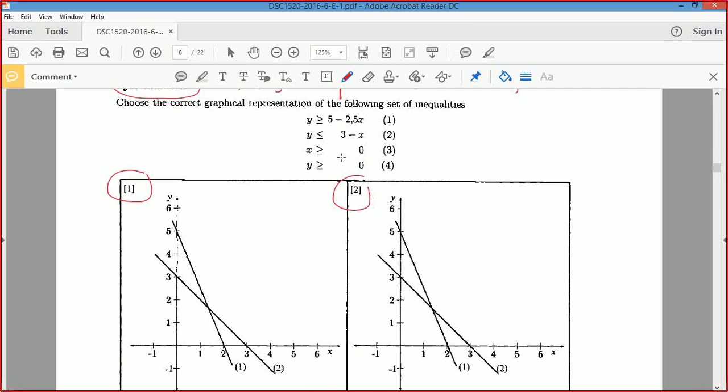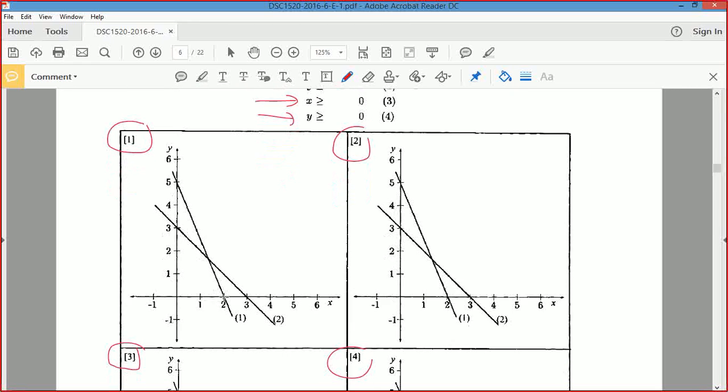So how do I do that? I have to look at the system of inequalities. So the easy ones. Let's start with 3 and 4. 3 says x must be bigger than 0. So if I look at the graph, where is x bigger than 0? Here, on that side.